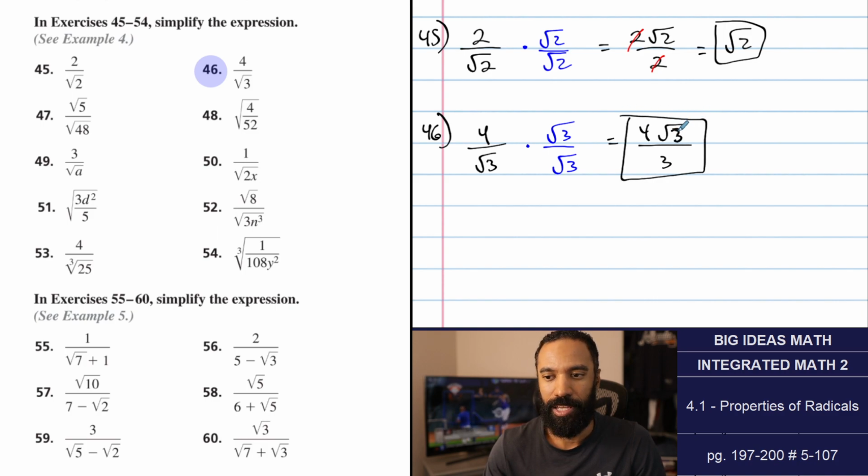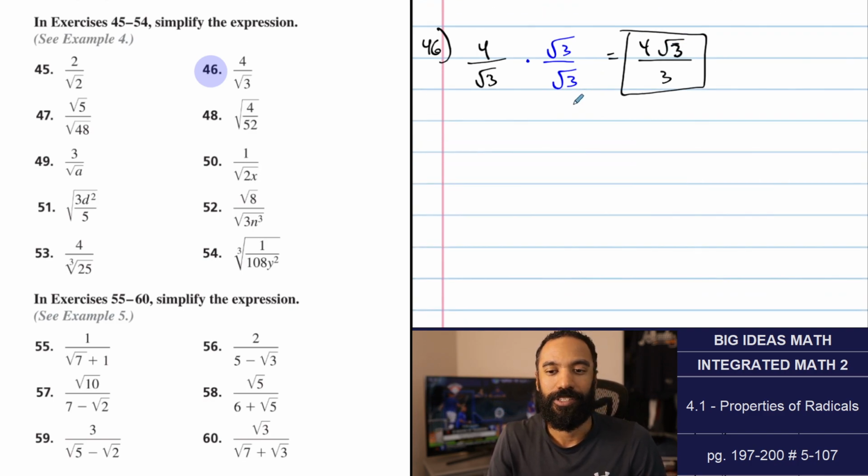Remember, I am not canceling these 3's out. This is inside a radical. This is not. Remember, this is not 3. This is like 1.7 something, right? It's not 3. So don't try and reduce it with things that are not irrationals together with it.